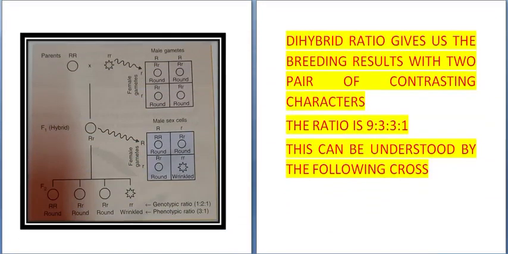In the third cross, the parents were for round seeds and wrinkled seeds.